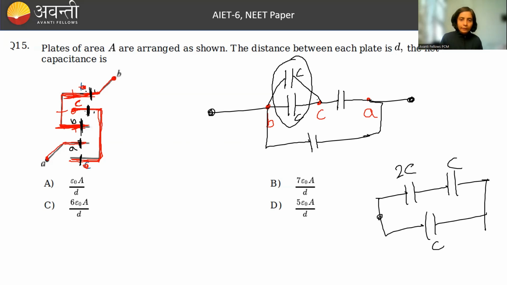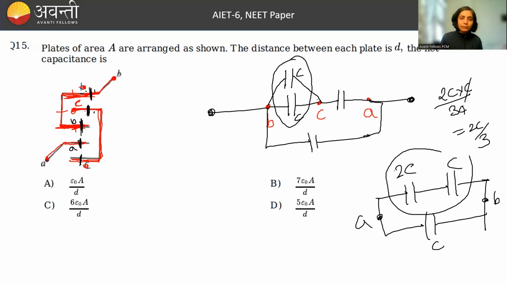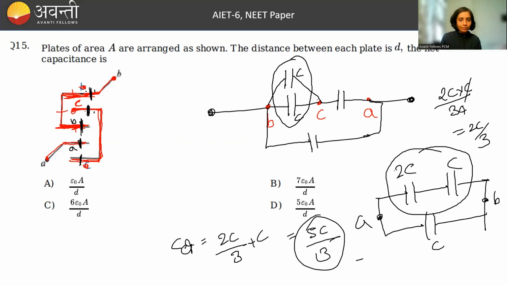Here is point A, here is point B. So between A and B, what potential difference are we going to get? We get 2C, since the Cs are in series: 2C into C by 3C, which is equal to 2C by 3. And this 2C by 3 is in parallel with C. So C equivalent will be 2C by 3 plus C, which is equal to 5C by 3. So this will be your answer.